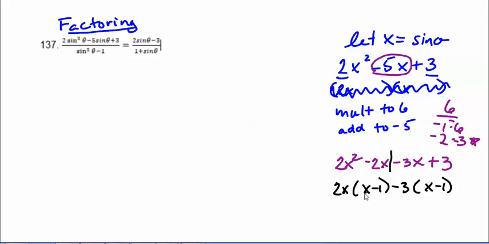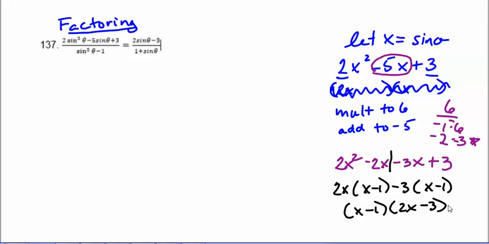So then your factors are going to be x minus 1, which is being multiplied by both 2x and by minus 3. So this is the factored form of 2x squared minus 5x plus 3. If you can do that just by guessing and checking, you don't need to do all these steps, but these steps are here to help you out if you can't get it on your own.